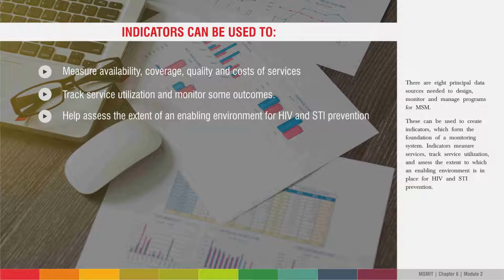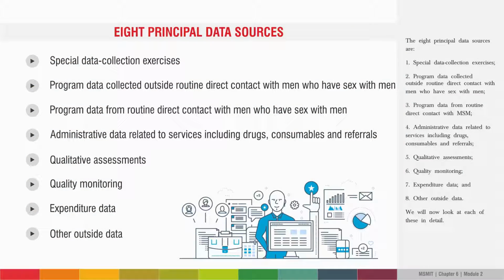There are 8 principal data sources needed to design, monitor and manage programs for MSM. These can be used to create indicators which form the foundation of a monitoring system. Indicators measure services, track service utilization, and assess the extent to which an enabling environment is in place for HIV and STI prevention. The 8 principal data sources are: 1.